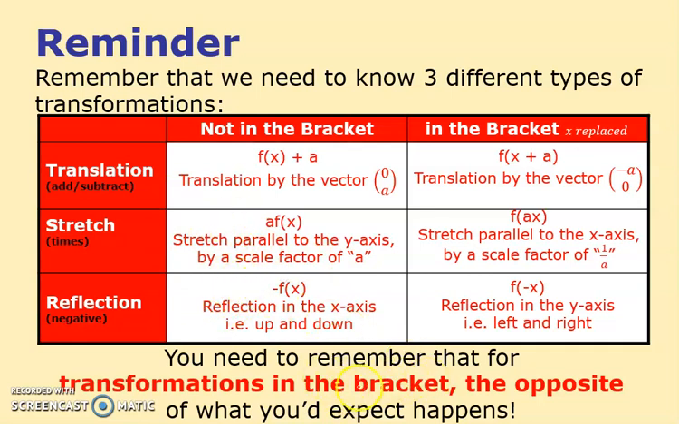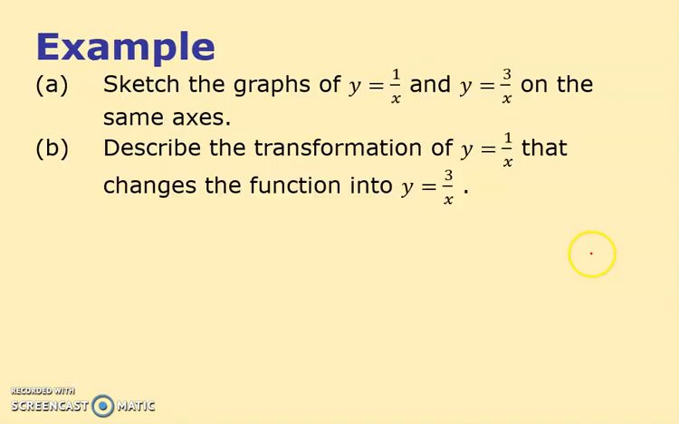But if it is in the bracket, not only will it be left and right, but the opposite happens to what you expect. So, f of x plus a, notice it went left, not right. You'd kind of think a plus would make it go right, but it doesn't. It goes left when it's inside the bracket. f of ax, you're timesing x, so you kind of think times makes it go bigger. Nope, not when it's in the bracket. Scale factor here is 1 over a, which is really saying it gets a times smaller. So just bear that in mind.